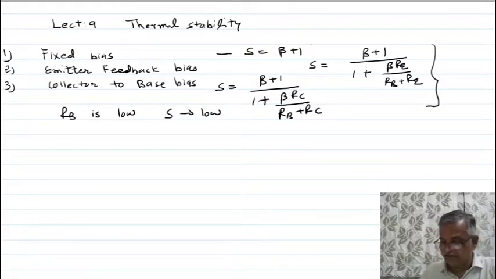The first circuit, the fixed bias circuit, has a very poor stability. The emitter feedback bias and collector to base bias circuits give some stability of the Q point against the variation of temperature. Today I will discuss two more circuits.